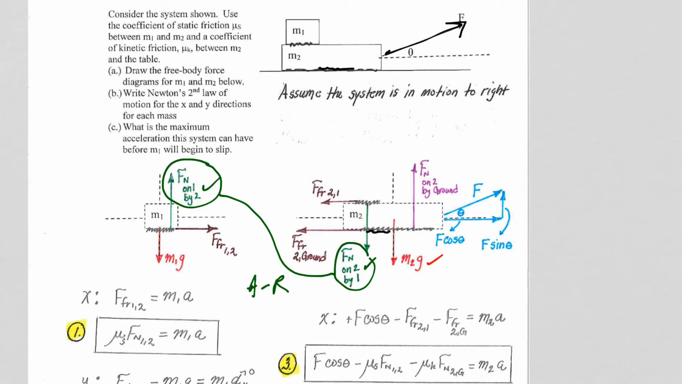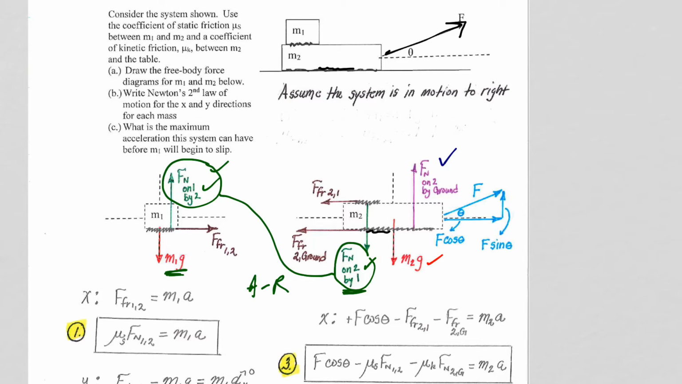And if we look at what's going on in M1, that normal force on 1 by 2 is going to equal M1G in terms of its value. So that's how the weight force from M1 is getting transferred to M2. It's getting transferred through this normal force. Then we also have a separate normal force on 2 by the ground, because 2 isn't sinking into the ground.